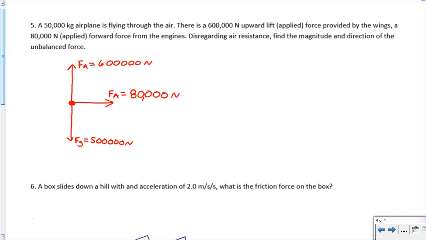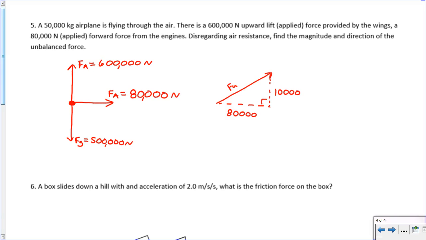So then what we do is we compare these in size. Up and down, it's unbalanced. Left and right, it's unbalanced. Overall, the unbalanced force is going to be going up and to the right. So I draw in here my unbalanced force, right? And I know that it's got components. It's unbalanced left and right by 80,000. And it's unbalanced up and down by 100,000.